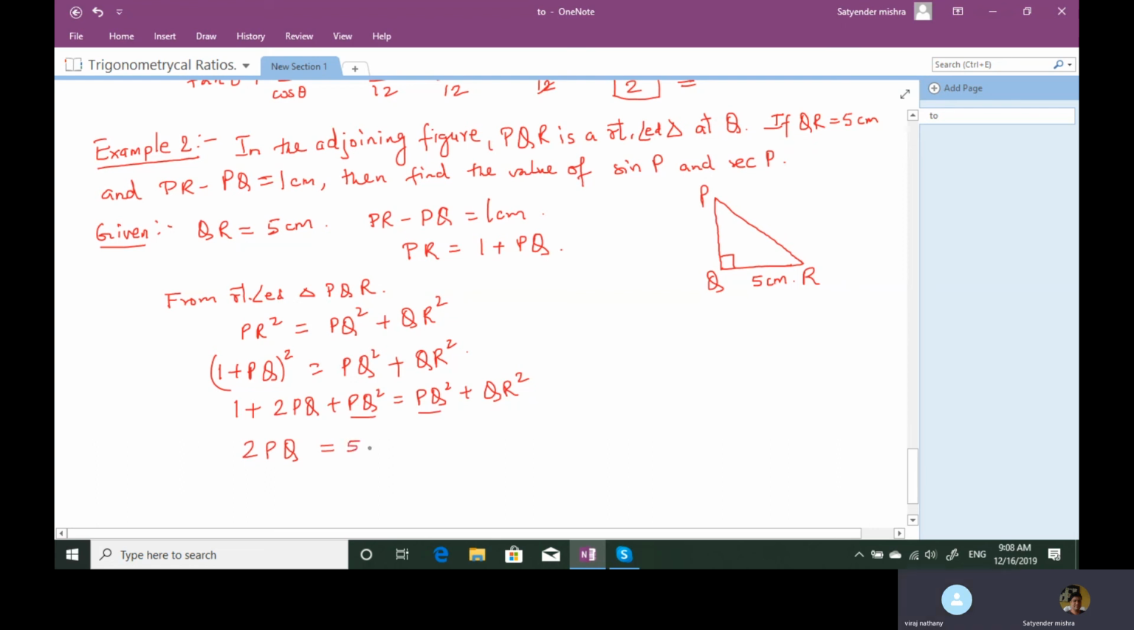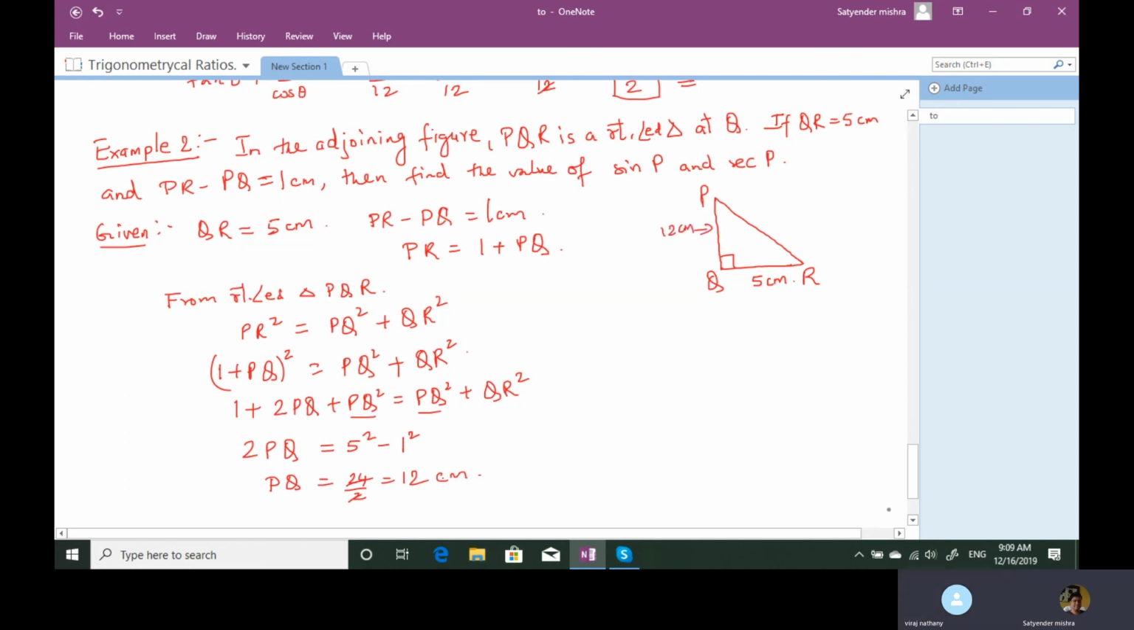So 5 square minus 1 square. So PQ is equal to 25 minus 1 is 24. So 24 divided by 2, which is equal to 12. PQ is equal to 12.